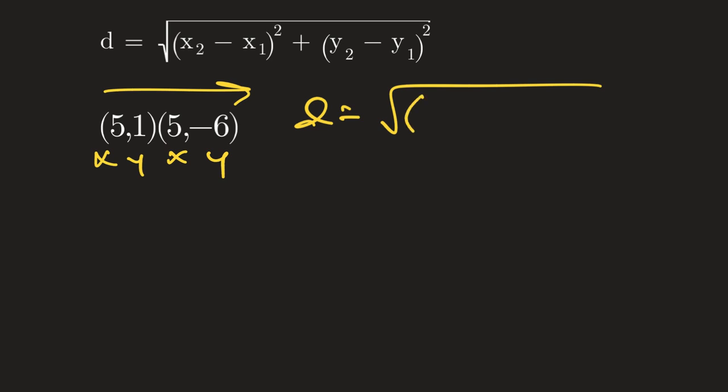What are my x values? 5 and 5, right? Okay, so right here, we're going to go 5 minus 5, quantity squared. I think that's going to be nice. Plus, now be careful right here. We're going to go 1 minus negative 6. That formula has those built-in minus signs, kind of like slope formula. So anytime we're inserting negative values into this formula, be careful. Okay?